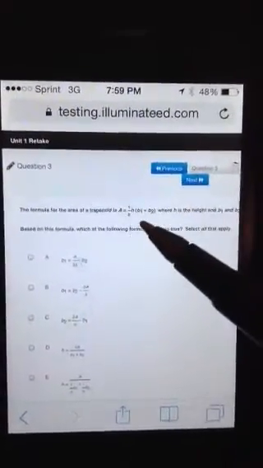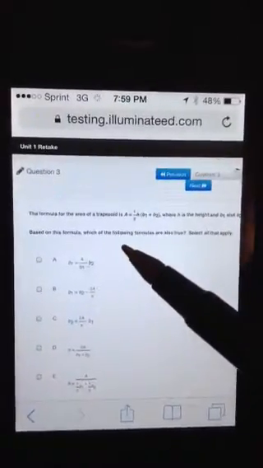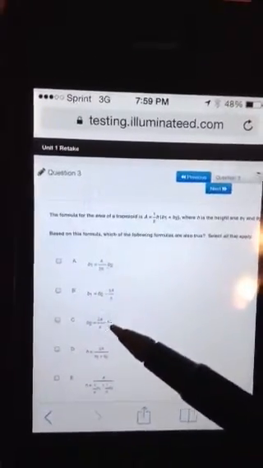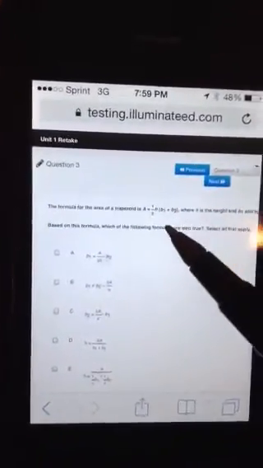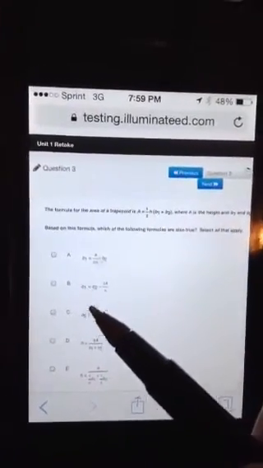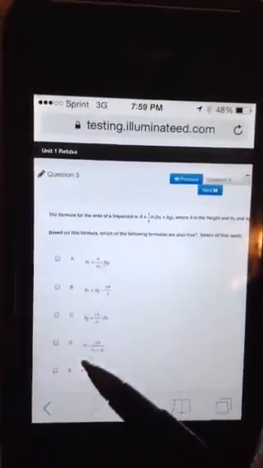So this question is saying for the area of a trapezoid, and they give us the formula, they want to figure out what B1 equals, what B2 equals, and what H equals. So basically I'm going to try and isolate B1, then I'm going to try and isolate B2, and then I'm going to try and isolate H, and I want to see which one of these equations matches up. Okay, so I'm going to transfer to my paper here.